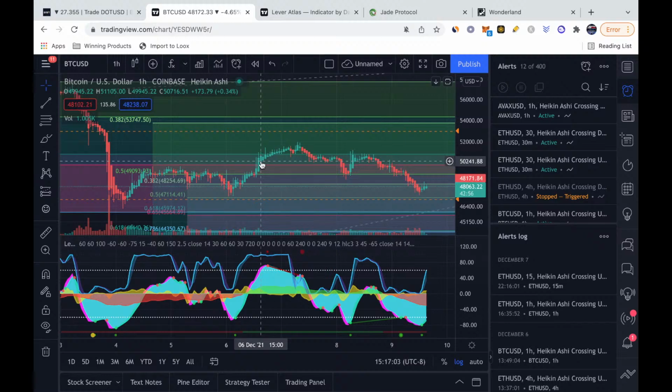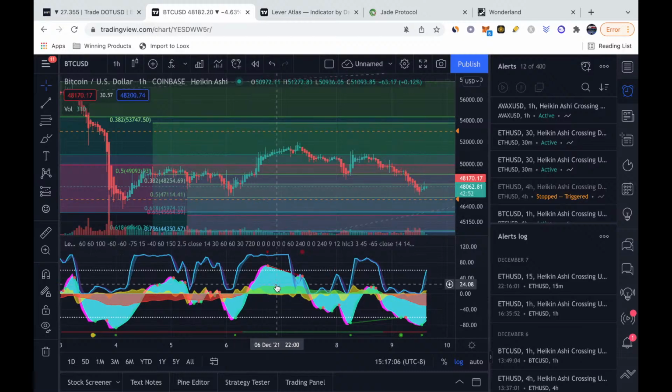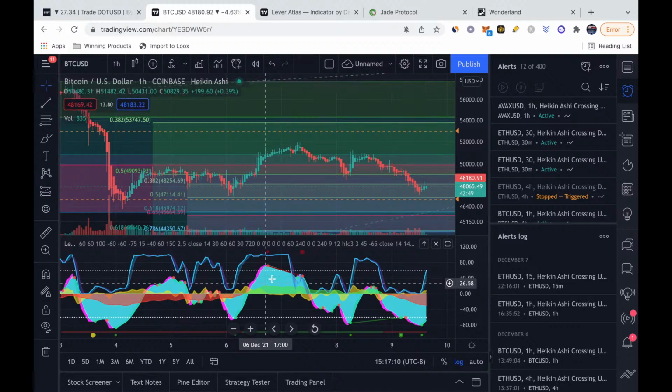Anyways, so each one of these candles is an hour of price action, and we use this indicator called Lever Atlas down here. This is my own indicator, actually. If you end up being interested in it, you can go click the link in my bio, check it out. But let's dive in here.